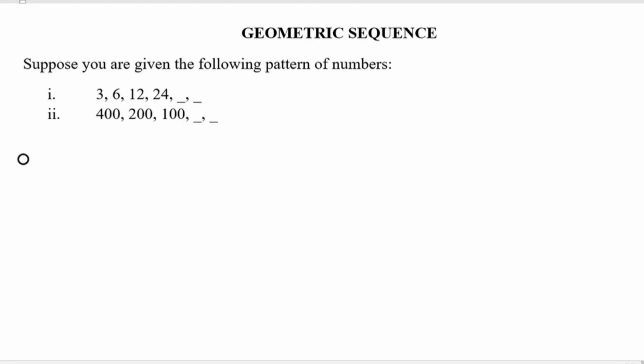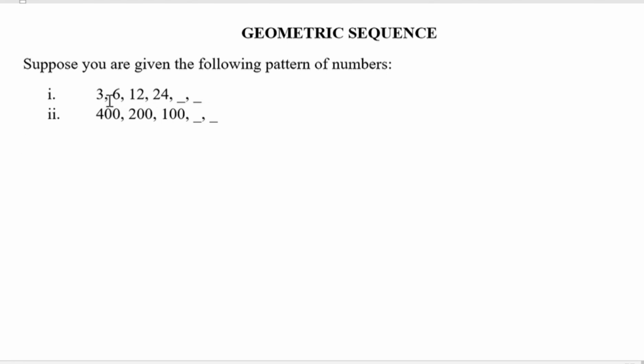Geometric sequence. Suppose we are given this pattern of numbers. We have 3, 6, 12, 24, dash dash, 400, 200, 100, dash dash. How can we get the next two numbers in each case?